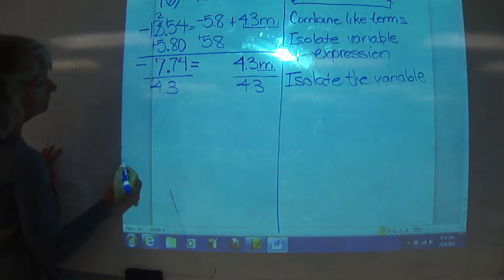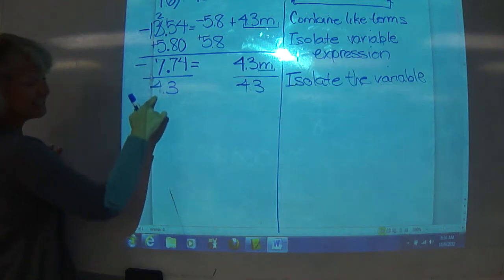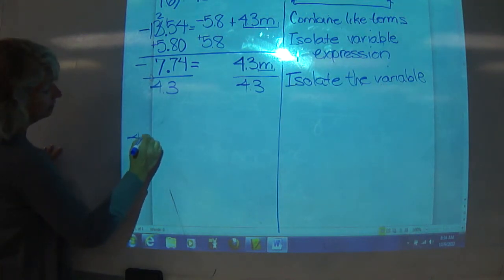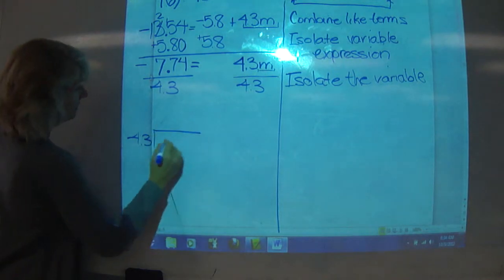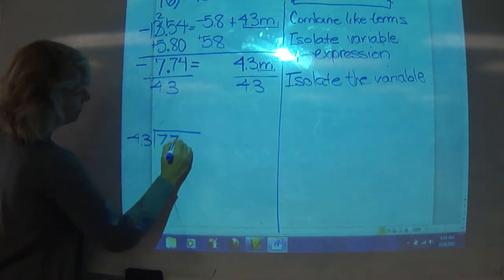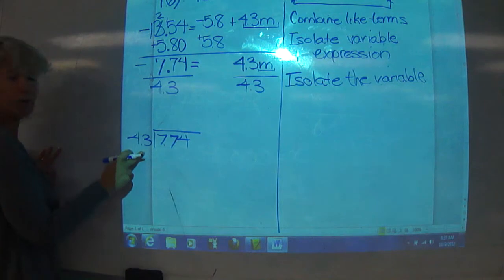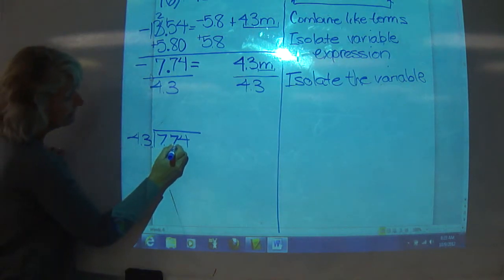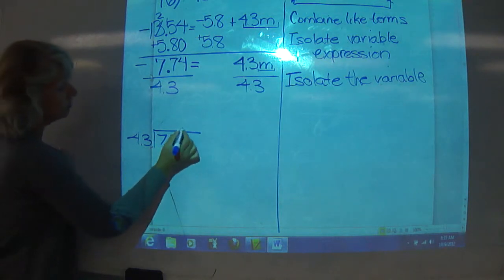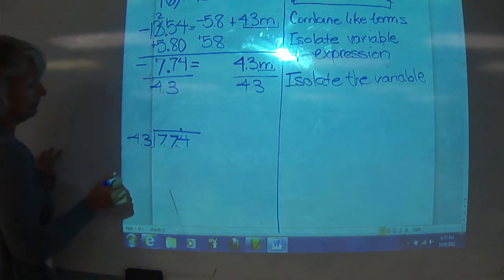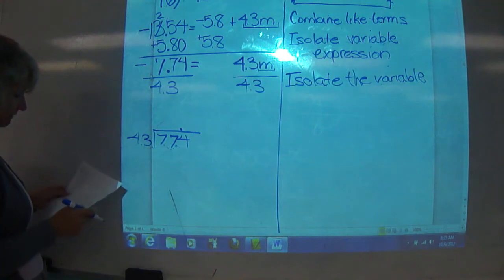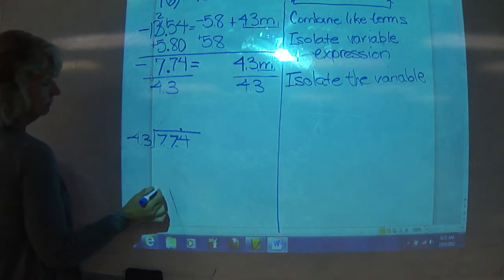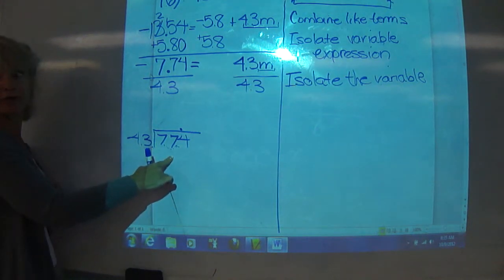So we have, and this is on the outside, and this is on the inside. Can you have a decimal on the outside of a division sign? No. So if you move it over 1, you're actually multiplying by 10. If you multiply one number by 10, you're multiplying the other number by 10. How many 43s in 77? How many 43s in 7? Yeah, how many 43s in... There's 1.